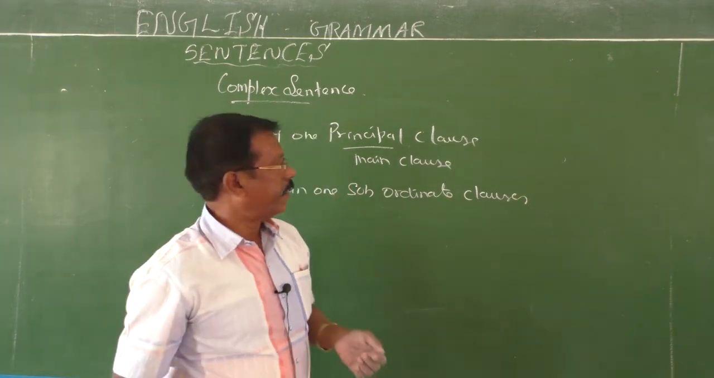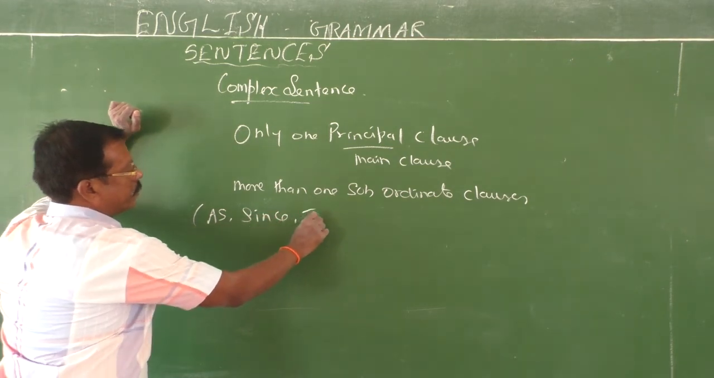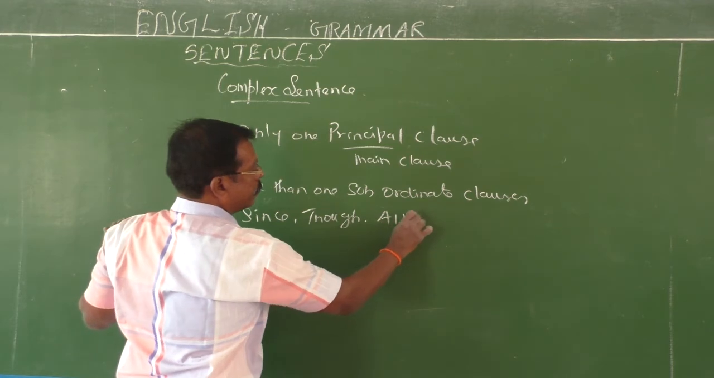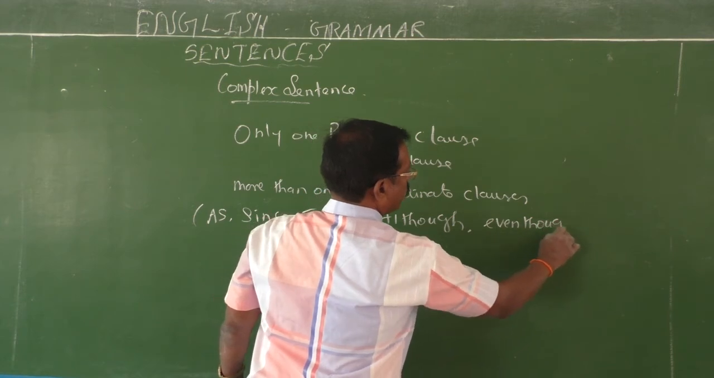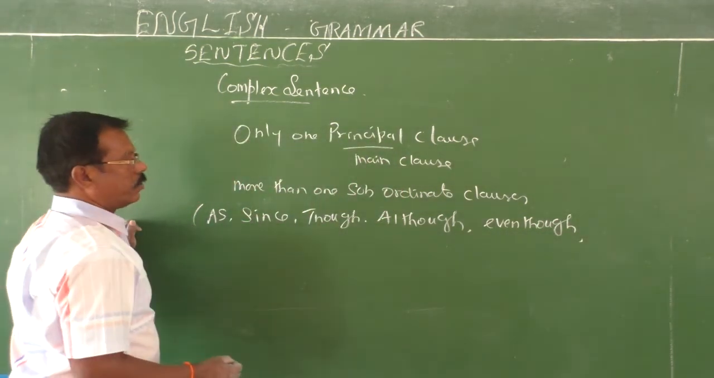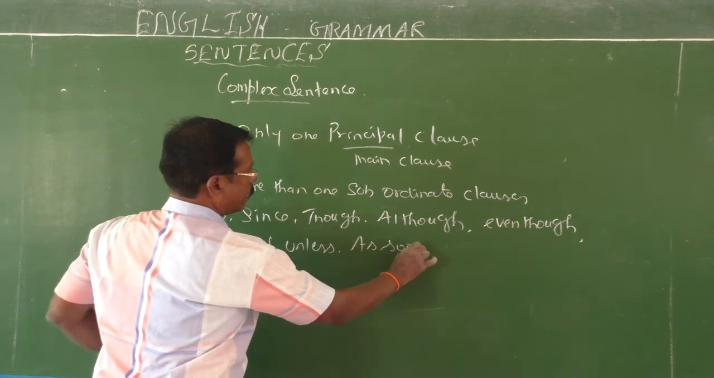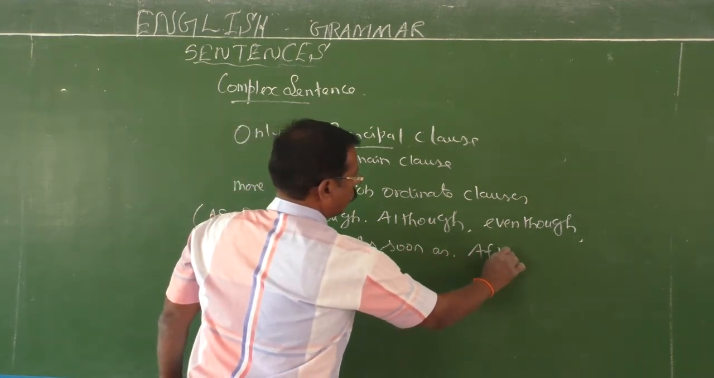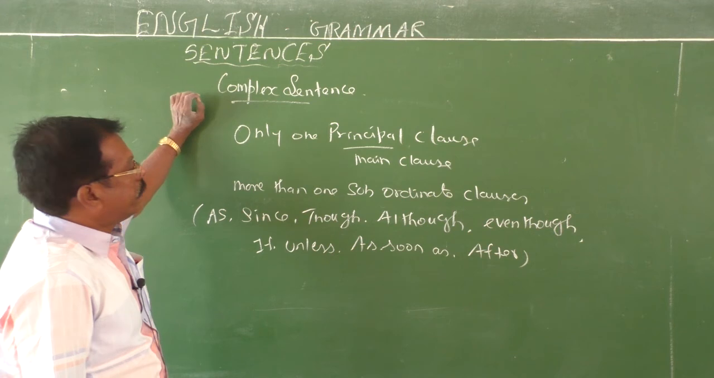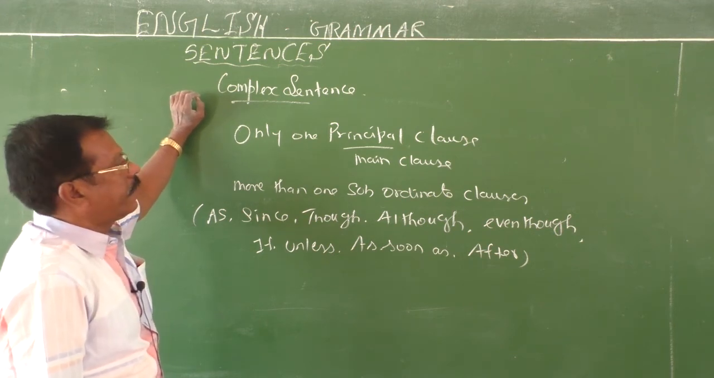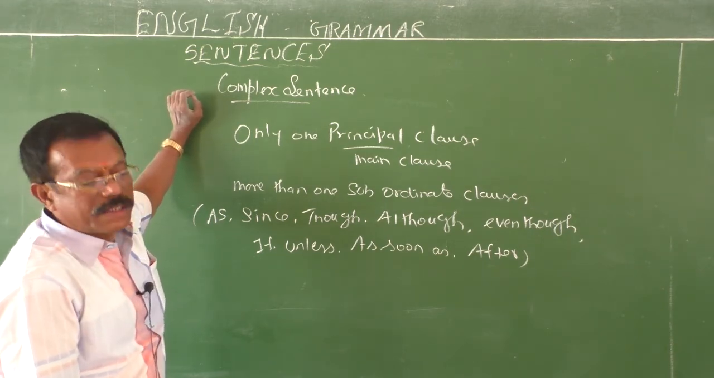I will write the subordinating conjunctions as, since, though, although, even though, as, since, though, although, even though, if, unless, as soon as, after. So using all these subordinating conjunctions, we can frame complex sentences. These subordinating conjunctions connect the main clause or the principal clause with other subordinate clauses. So we call these sentences complex sentences.